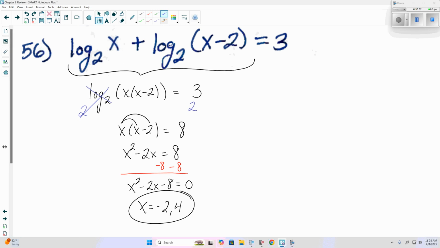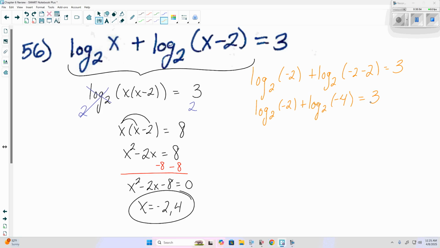Now again, just like before, we do need to check both values to make sure we don't end up with a negative or 0 inside either one of the logs. Well, -2, even before we start simplifying, tells us that we have log base 2 of -2. Just based off that, it's not going to work. So that's out. We could also try it with 4.